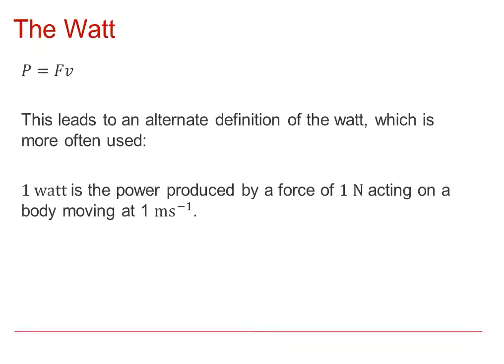So if P equals Fv, this leads to an alternative definition of the watt, which is more often used. 1 watt is the power produced by a force of 1 newton acting on a body moving at 1 meter per second.